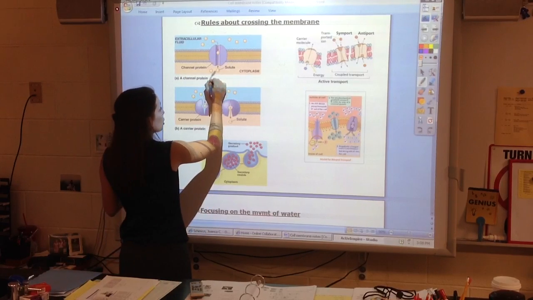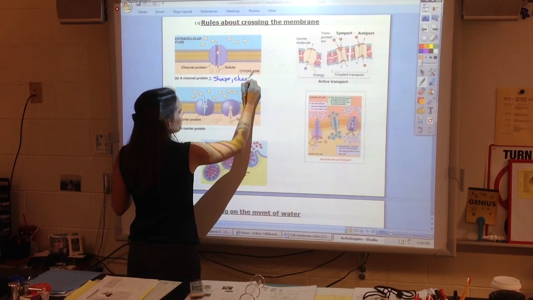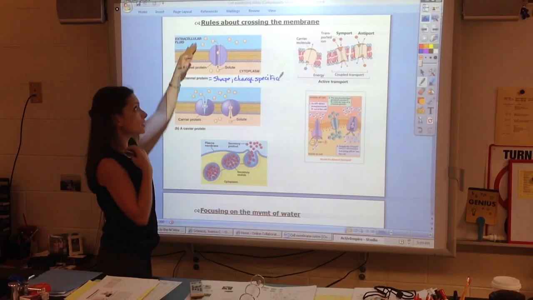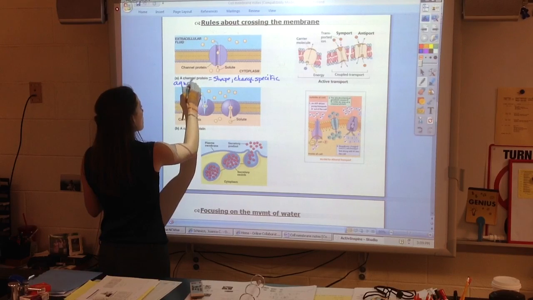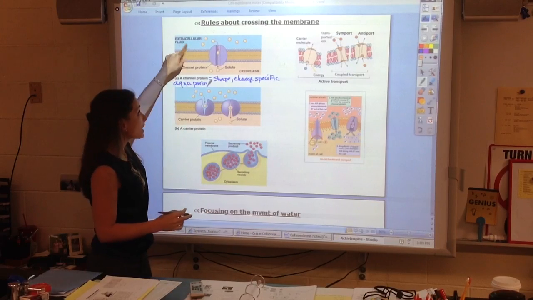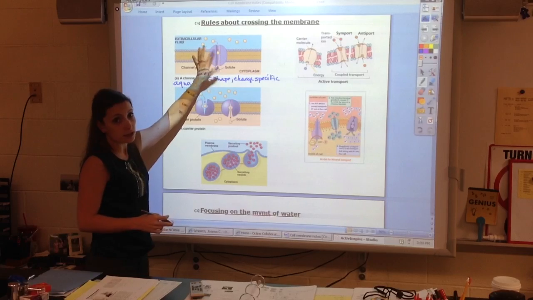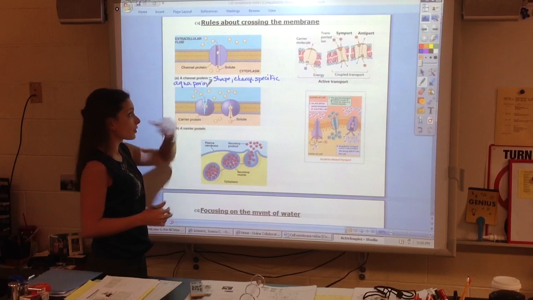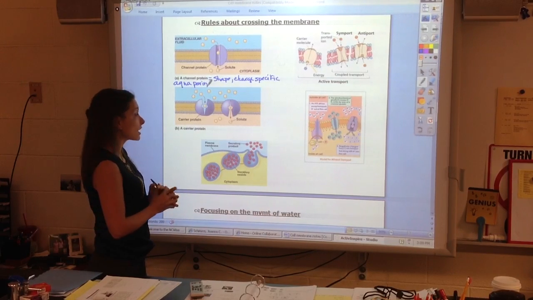And they're going to be shape-specific and charge-specific, and they're going to allow molecules to pass through. One of the most important channel proteins is an aquaporin, and this allows water to move. Water can't fit through this nonpolar region, so there are proteins designed to allow water to move very quickly. And so water can move through what we call osmosis. We'll focus on osmosis in just a few seconds.